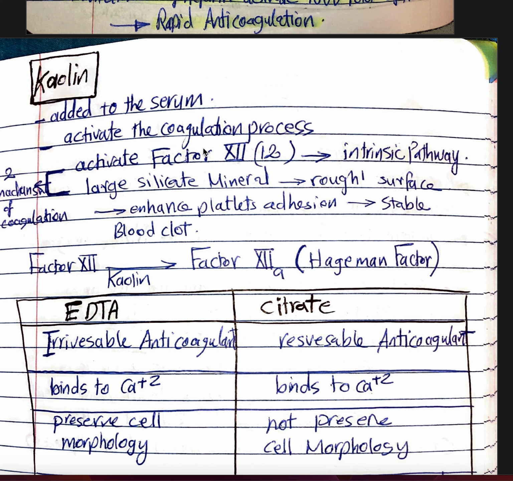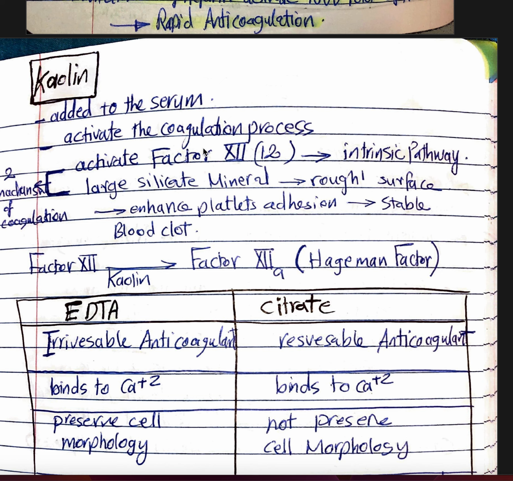Okay, so kaolin activates the intrinsic pathway. Again, it activates factor 12, which is called Hageman factor, and 12 activates factor 11, 11 activates factor 9, 9 and 8 activate factor 10. Now understand that. So kaolin is used for APTT, which measures the intrinsic coagulation pathway.